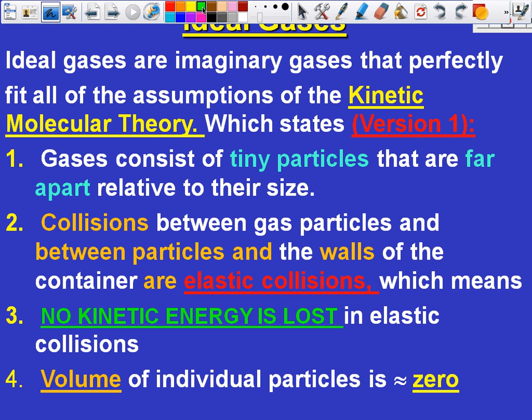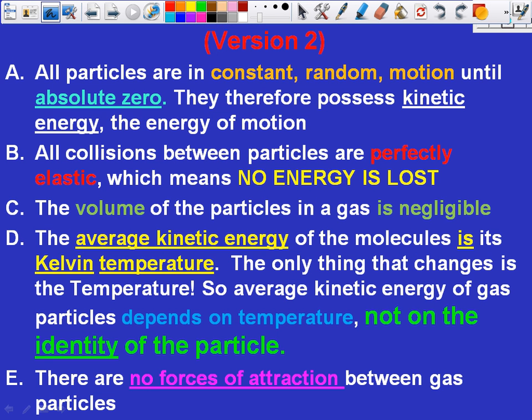All right, next. The volume of individual particles is 0. Now, we also know that is not true. If something is matter, it's got to take up space. Well, this just said the volume is 0. So this is one of those weird things that it's strange to get into. All right, now this is version 2 of your kinetic molecular theory. So you're going to see some very similar topics and ideas, but there are a few differences, okay?